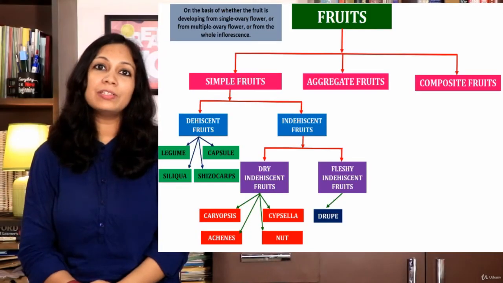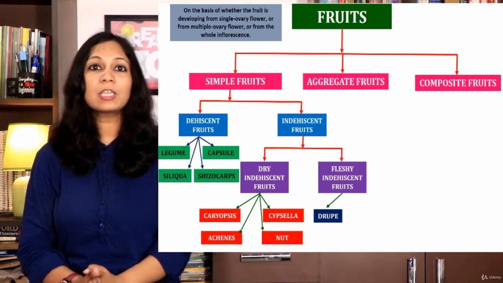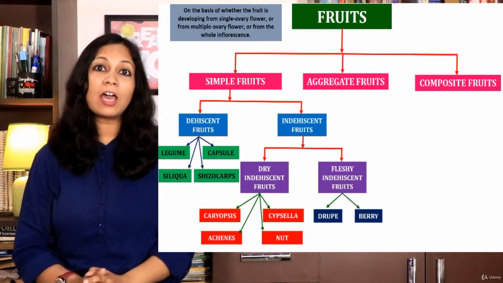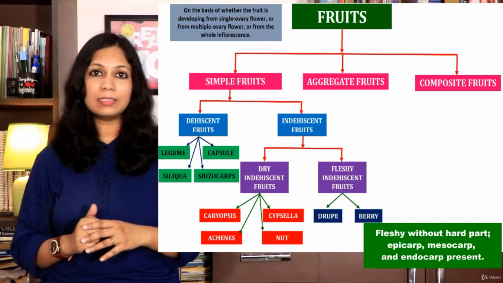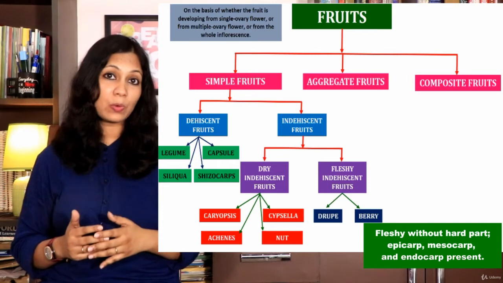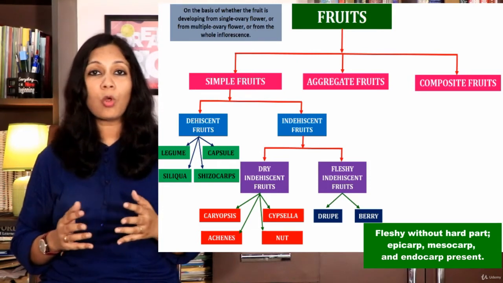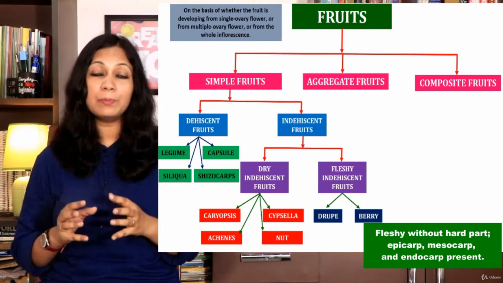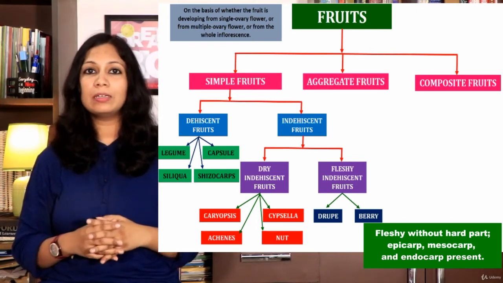Now let's consider the second type of fleshy indehiscent fruit, that is berry. These are fleshy fruits with no hard part in them. The three layers epicarp, mesocarp and endocarp are present. One or more of these layers may form the edible pulp of the fruit, inside which the seeds are embedded.